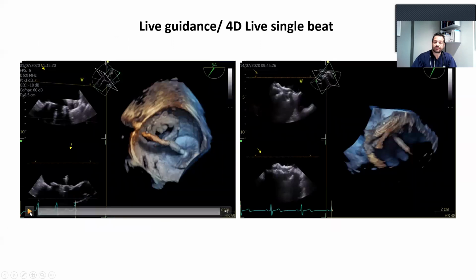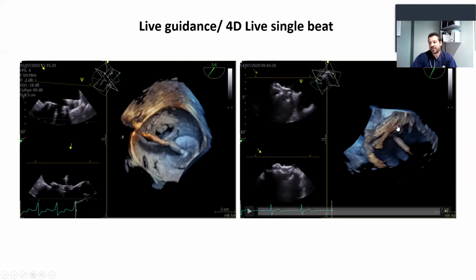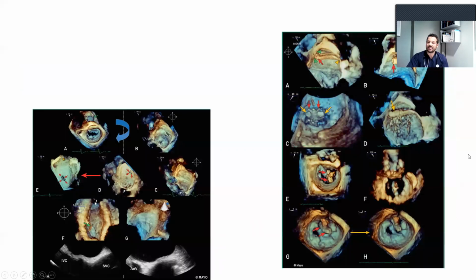We can obtain images for live guidance. Here you can see the occlusion of the left atrial appendage and the relation with a metallic mitral valve. Here you can see a PFO occlusion where we have the occluder attached to the guide catheter.